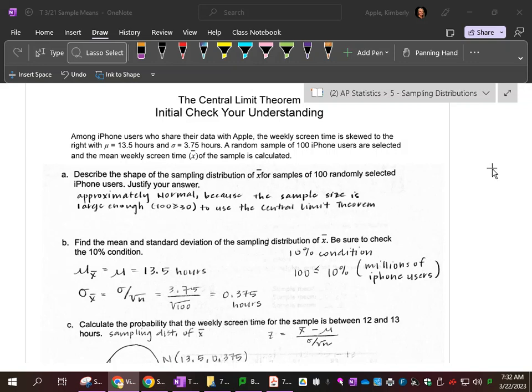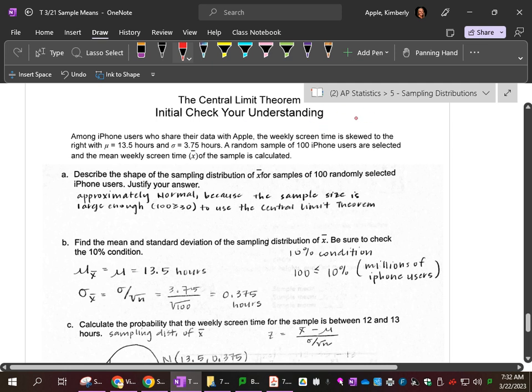All right, good morning. This is the initial check your understanding questions for the central limit theorem. Among iPhone users who share their data with Apple, the weekly screen time is skewed right. So that means our population is not normal. There is your population mean and standard deviation. We have a random sample of 100 iPhone users.